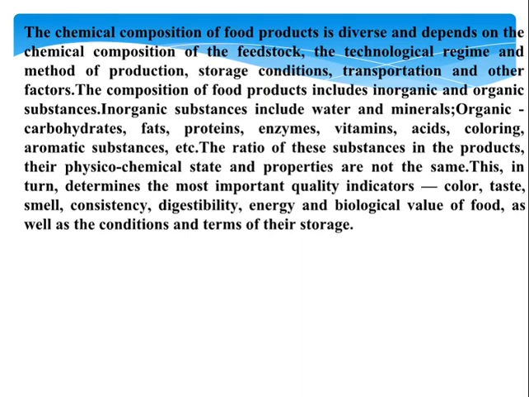The composition of food products includes inorganic and organic substances. Inorganic substances include water and minerals. Organic: carbohydrates, fats, proteins, enzymes, vitamins, acids, coloring, aromatic substances, etc. The ratio of these substances in the products, their physico-chemical state and properties are not the same. This, in turn, determines the most important quality indicators: color, taste, smell, consistency, digestibility, energy and biological value of food, as well as the conditions and terms of their storage.